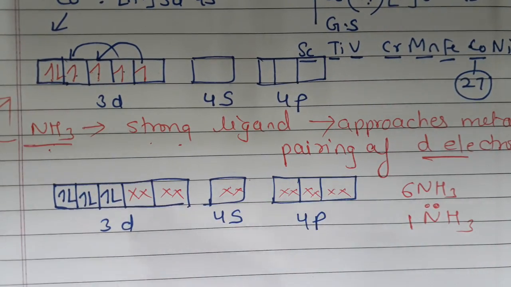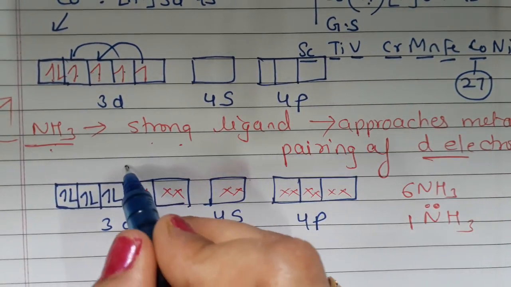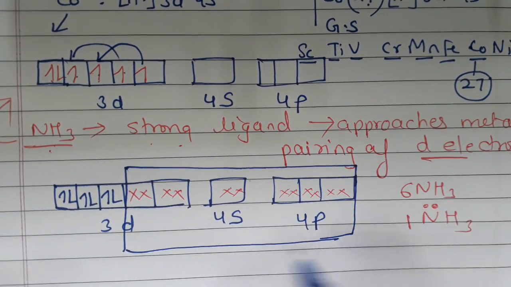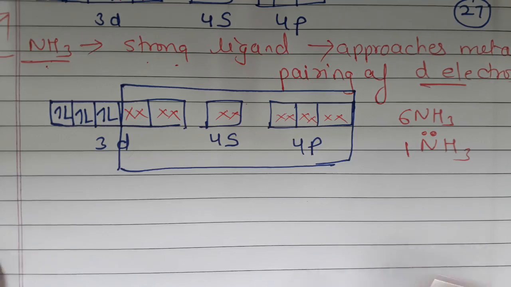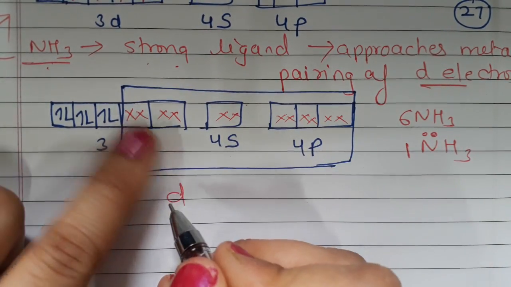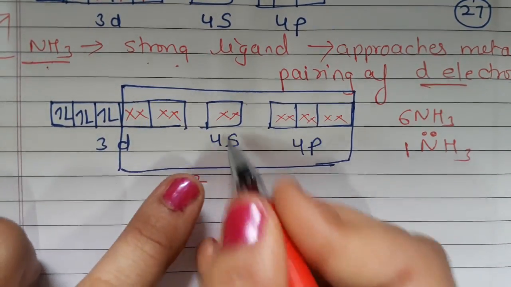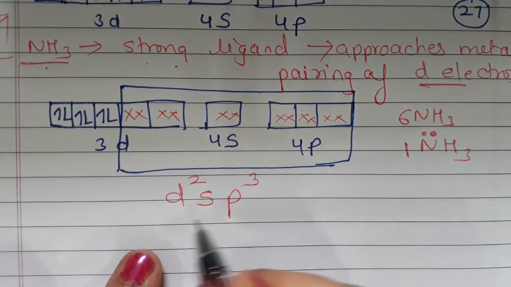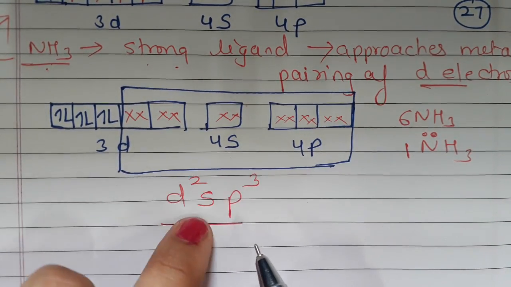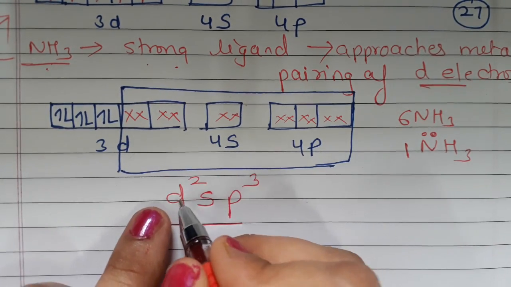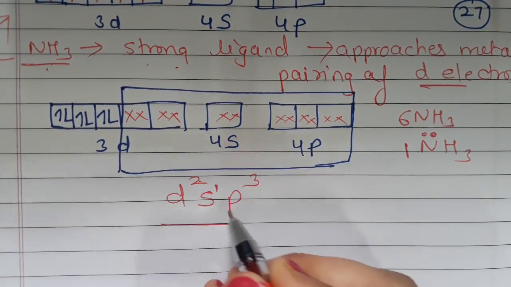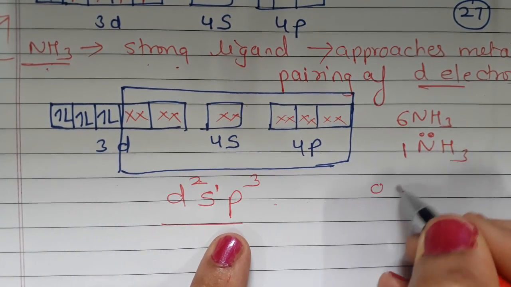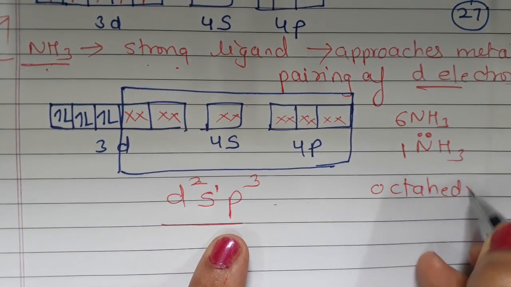But this will happen when hybridization takes place. So which hybridization will take place over here? It is d. How many d orbitals are there? 2. S and p 3. So hybridization is going to be d2sp3. Now d2, 2 plus 1 plus 3, that is 6. So in this case the geometry is octahedral.